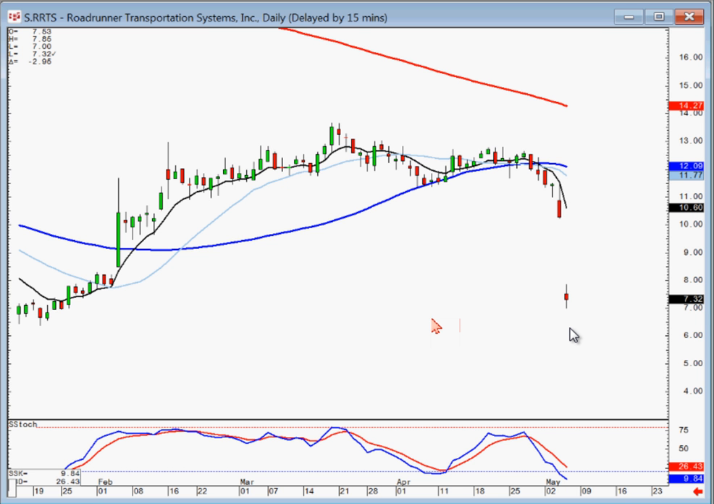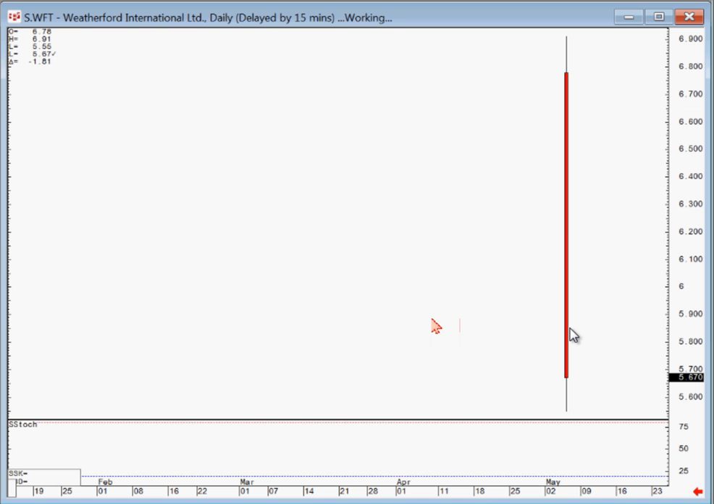Yes, if your stochastics are in the oversold area, you kind of watch to see if a candlestick reversal signal is going to be forming fairly soon. So it just acts as an alert that that might be the area to start watching.